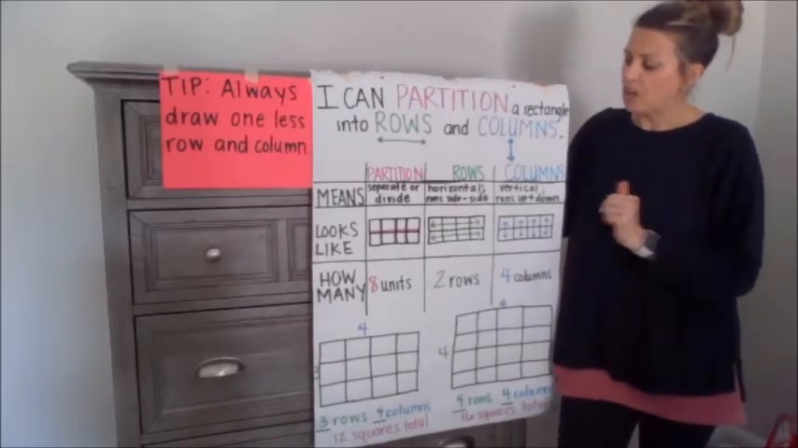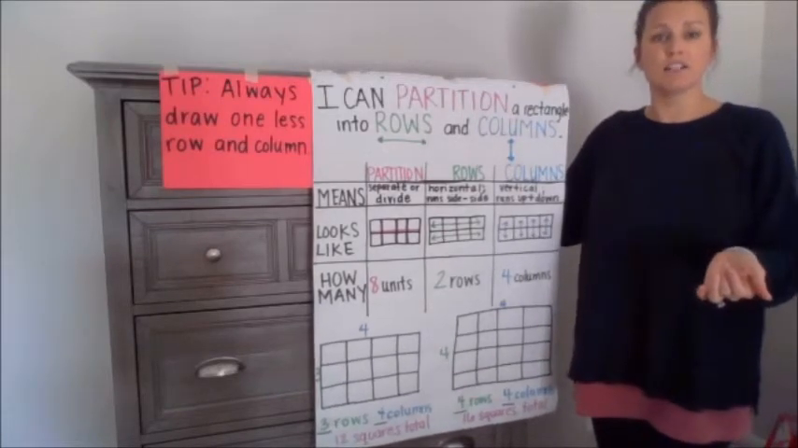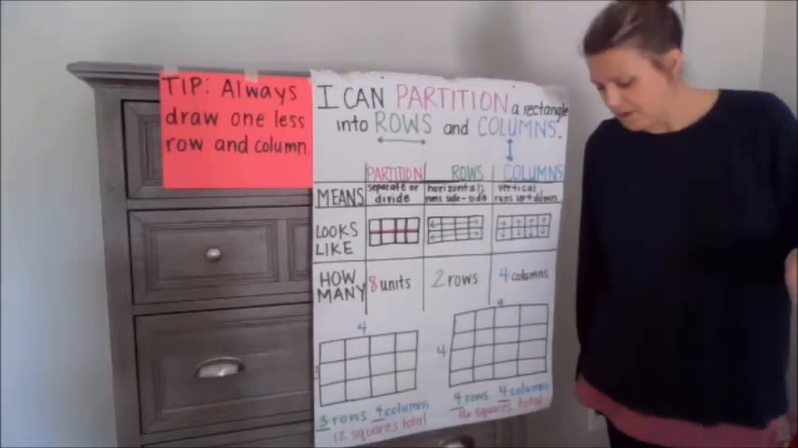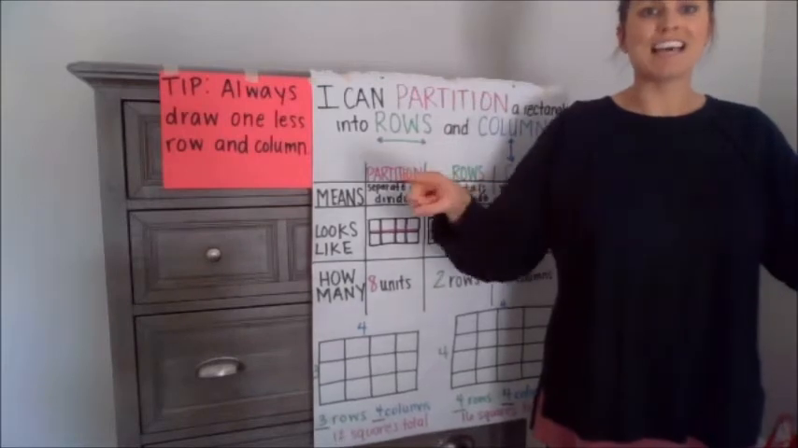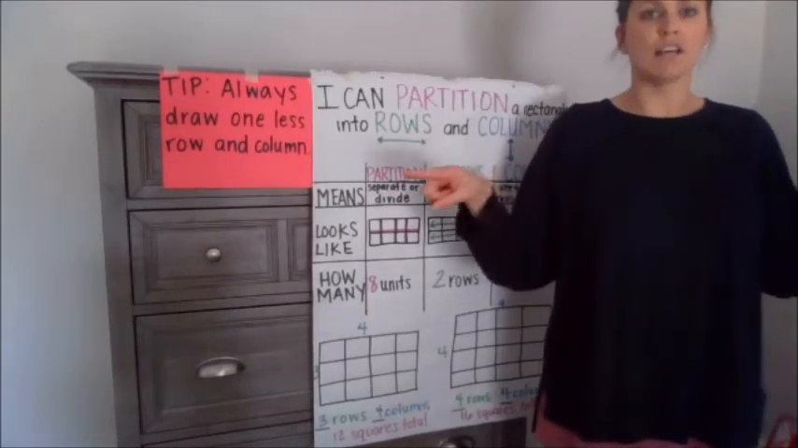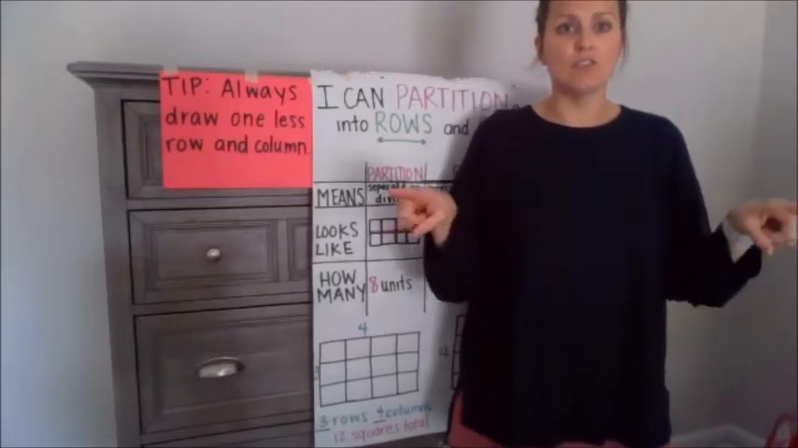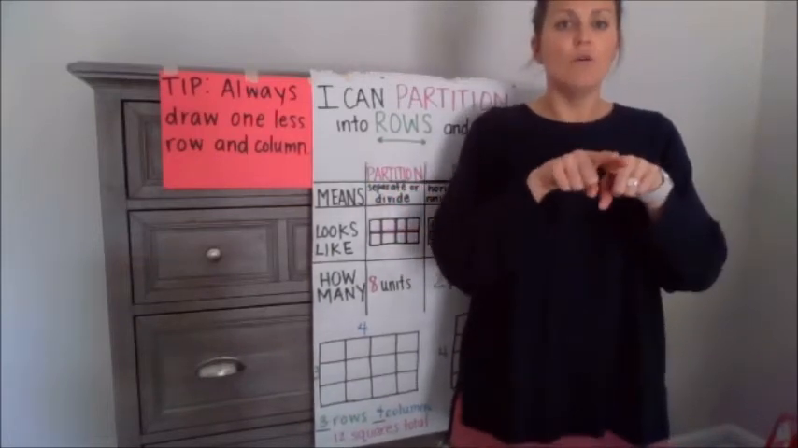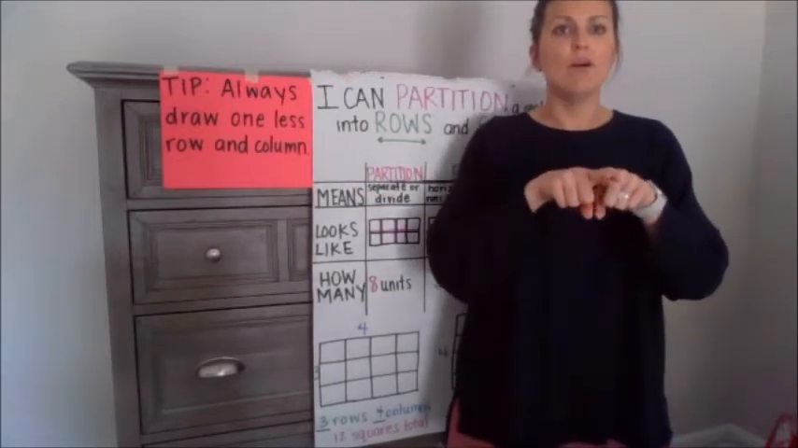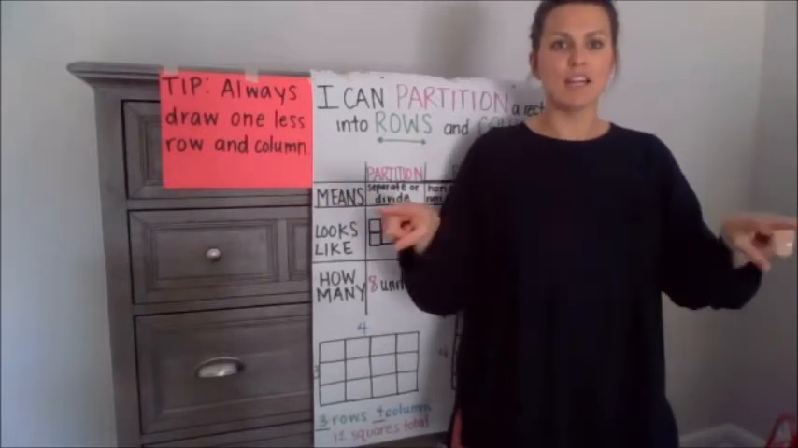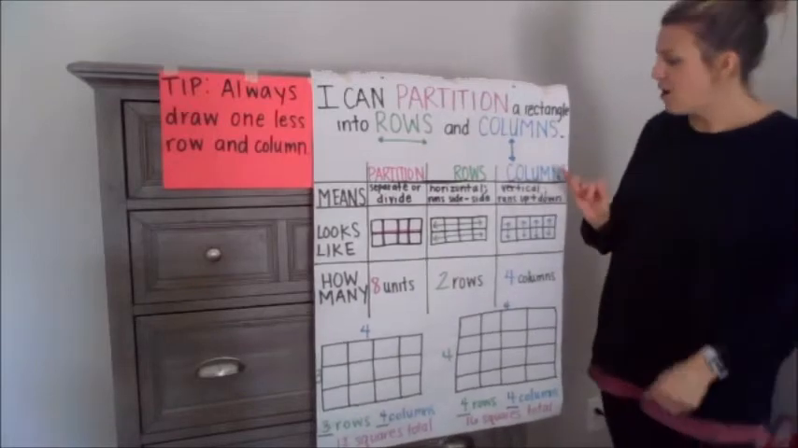So we're going to go ahead and move on to rows. Rows are what we use to partition the rectangle. I want everybody to do this with me, so get your fingers ready. Rows are going to move side to side, or horizontally. So everybody say this with me. Rows move side to side. Again, rows move side to side. Last time, rows move side to side. Good job, everybody.